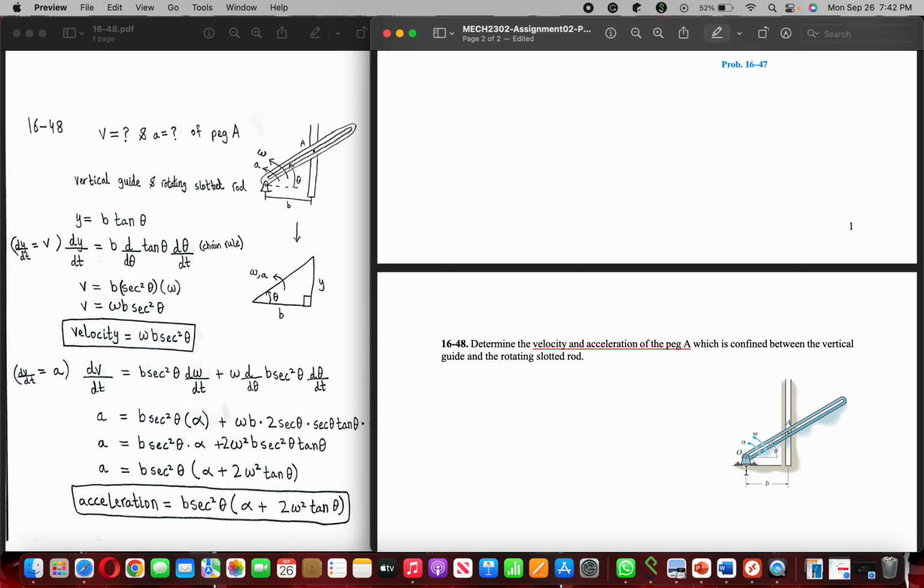In the diagram we can see the distance of O from the vertical guide is b, and there is an angle theta with the horizontal of the rotating slotted rod, and the angular acceleration and the angular velocity have a direction which is anti-clockwise. In this question no numerical values are given, so we have to find the velocity and acceleration in terms of theta and b, because these are the two variables given in the diagram.